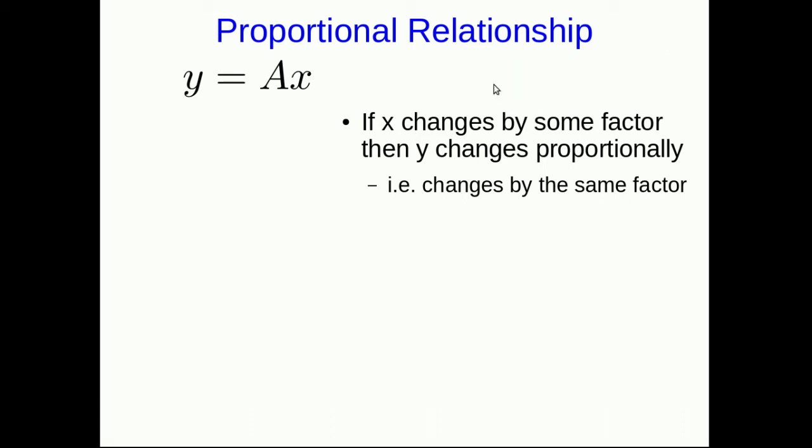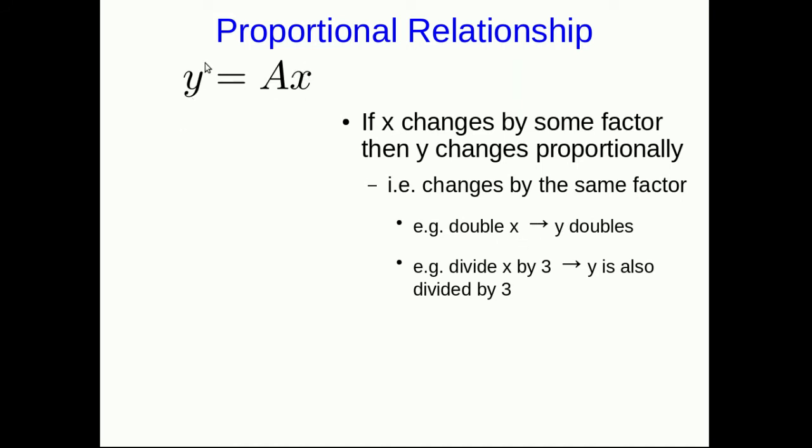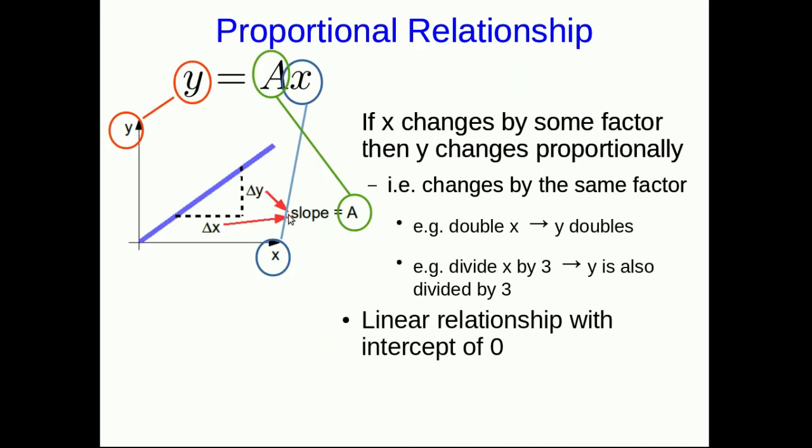Here is what we call a proportional relationship. So we have some variable y, I don't know what it is, and it's related to some variable x by this relationship, y = ax, where a is some constant. And so now if x changes by some factor in this relationship, then y changes proportionally. In other words, it changes by the same factor. So if you double x, y will double. If you divide x by 3, y will also be divided by 3. So this is the real meaning of proportional. And on a graph, it gives you a linear relationship with an intercept of 0.